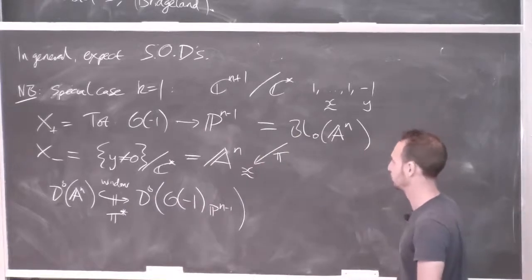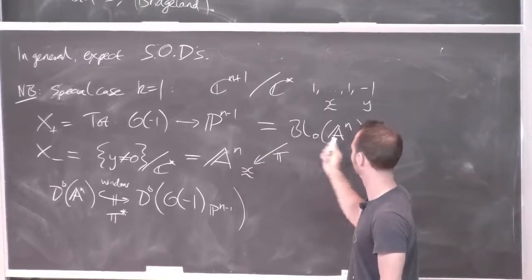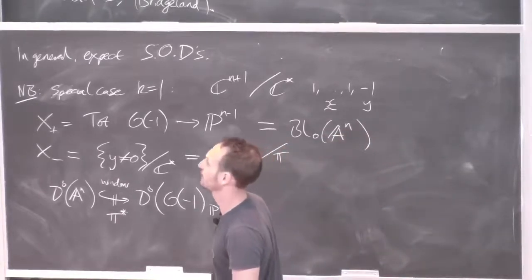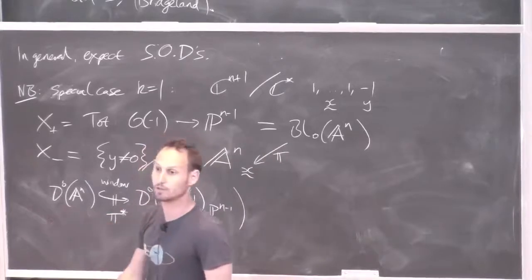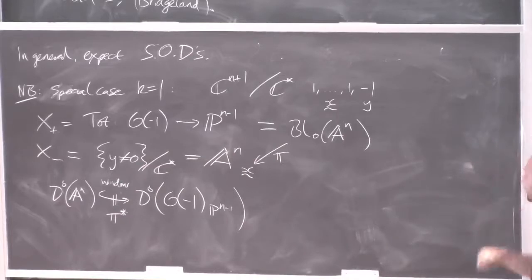The way to see that is to just ask, what does it do to the structure sheaf? Blow up takes the structure sheaf to the structure sheaf. This window construction, if you stare at it, takes the structure sheaf to the structure sheaf. Right, and that's pretty much it. That's basically the end of the proof. Okay?